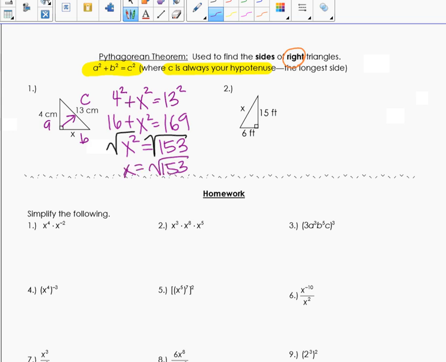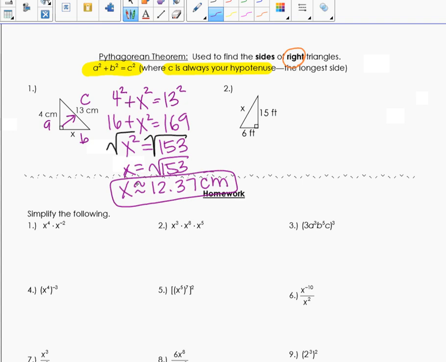153. Well, if you take the square root of 153, it's going to be somewhere between 12 and 13 if you estimate. And it ends up being 12.37-ish. So x is about 12.37. And you guys, that's centimeters. Make sure you get your label on there.